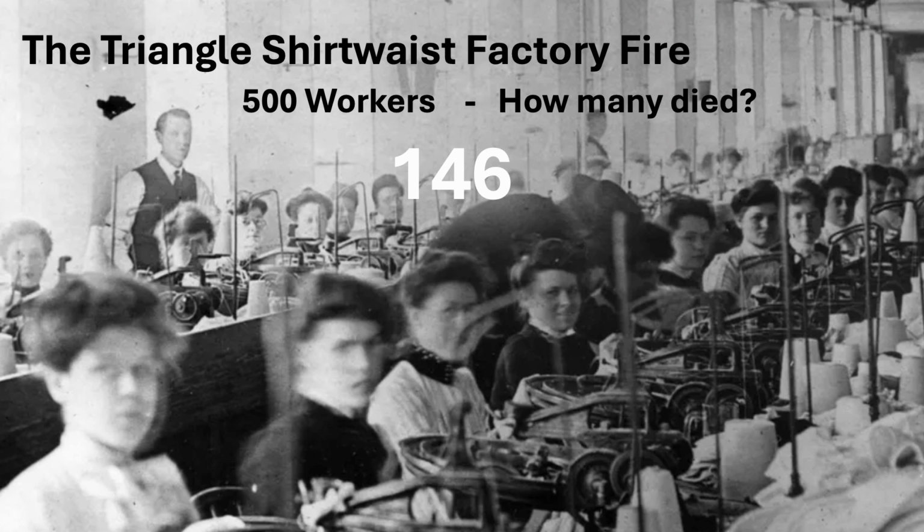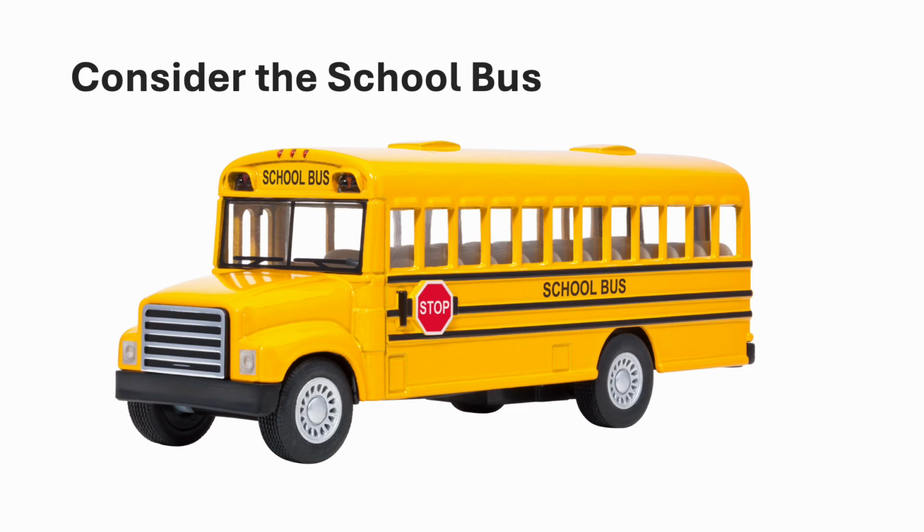With the 146, we're going to try to think of a creative way to express what 146 is. So consider the school bus, right? How many people fit on the average yellow school bus, which many, many people in the U.S. are very familiar with? A school bus holds 50 people. So knowing that, how could you use that information to describe the tragic Triangle Shirtwaist Factory fire? We had 146 people died.